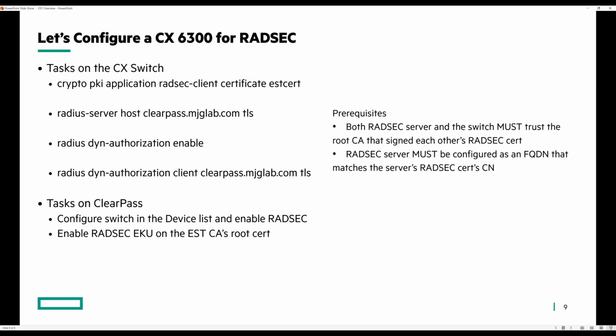On the switch, we also have to make sure the switch trusts the root CA that signed the other's RadSec cert. And in my case, it's a little easy, because the same CA that signed the HTTPS cert signed the RadSec cert. So I already have that loaded in there, that Win 2019. But if it was a different CA that signed the RadSec cert on ClearPass, I would have to make sure I loaded that as another TA profile on my switch. It'll be a little more clear when we go into the configuration. And we already talked about the RadSec server must be configured as FQDN.